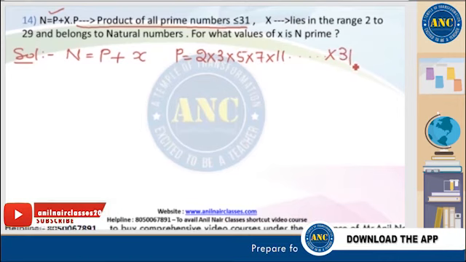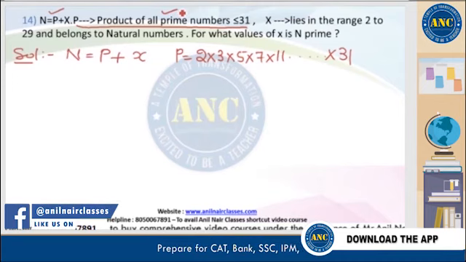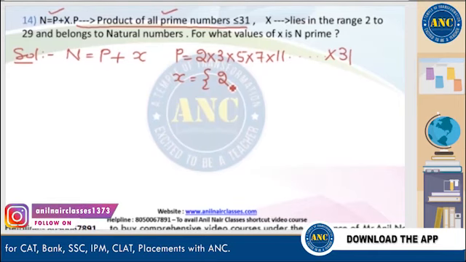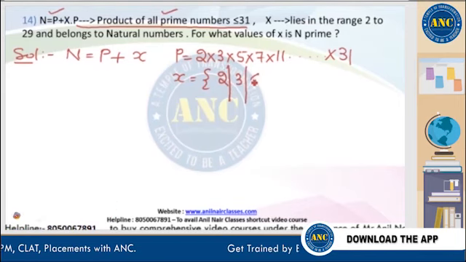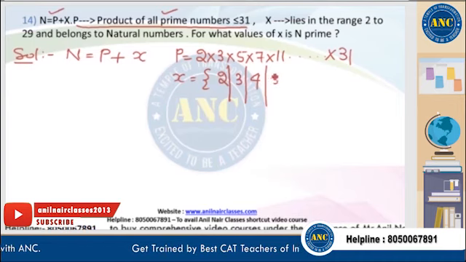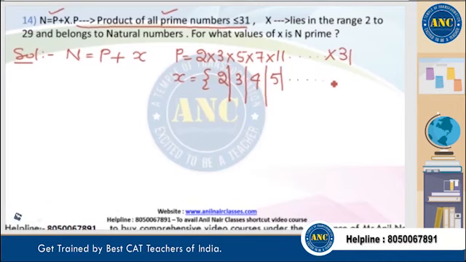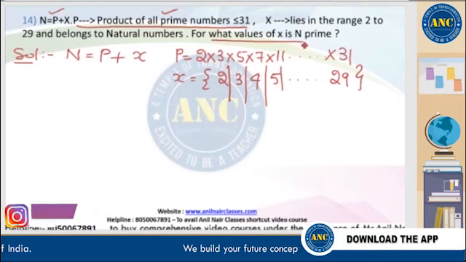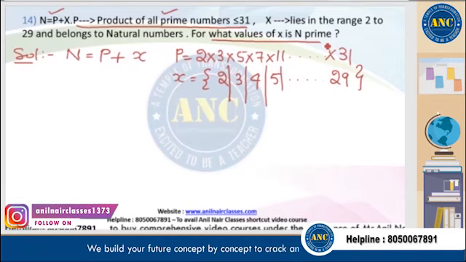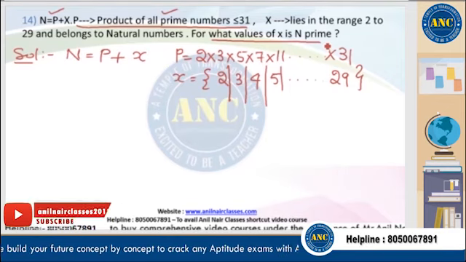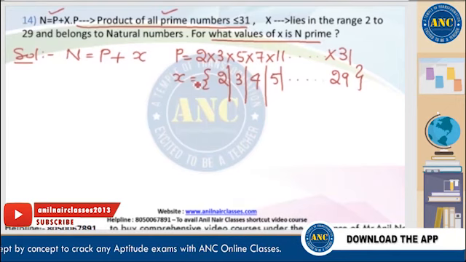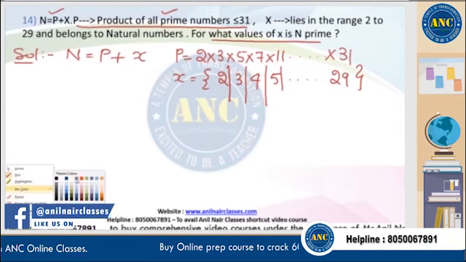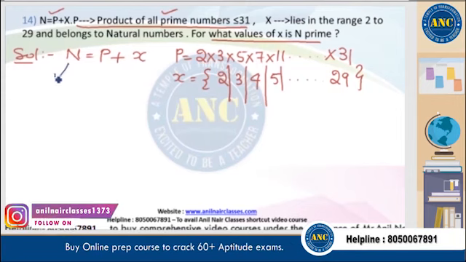The second point is also clear. X lies in the range 2 to 29. X could be any natural number from 2 to 29. X could be 2, 3, 4, 5. All are natural numbers, so it goes till 29. For what values of X is N a prime number? For what values of X will N be a prime number? So the first thing is, for N to be a prime number, this N should be a prime number.